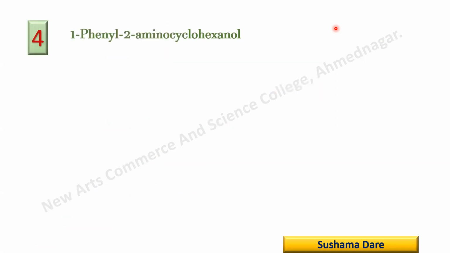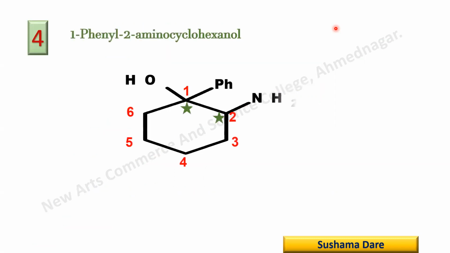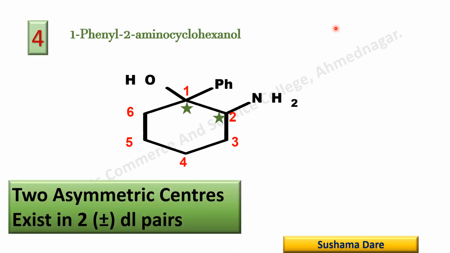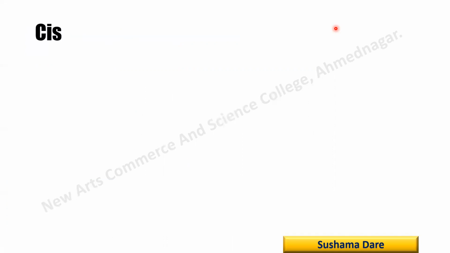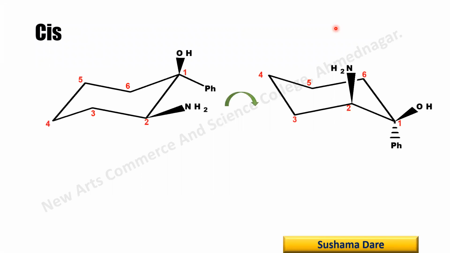So first, here is 1-phenyl 2-amino cyclohexanol. This is the structure of 1-phenyl. At the first position, the hydroxy and phenyl groups are present, and at the second position, an amino group is present. As two asymmetric centers are there, it exists in two DL pairs. Let us first talk about the cis one.